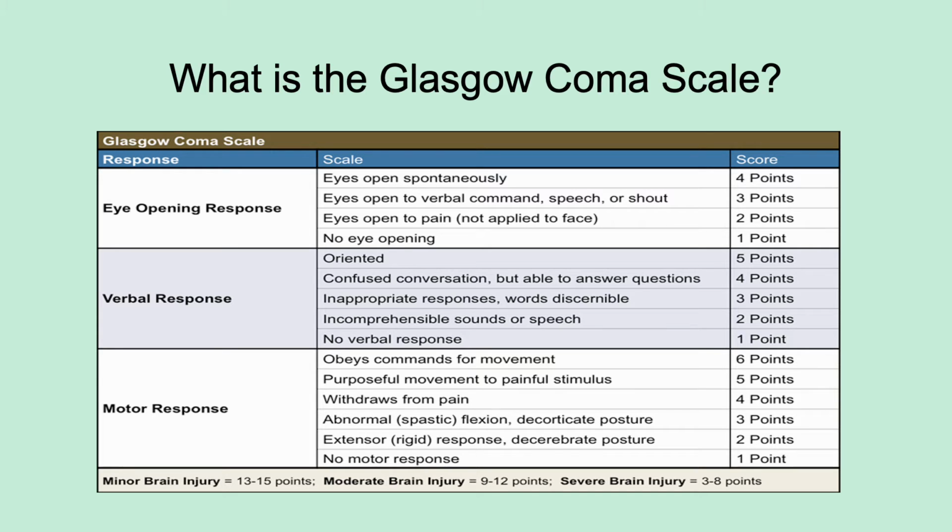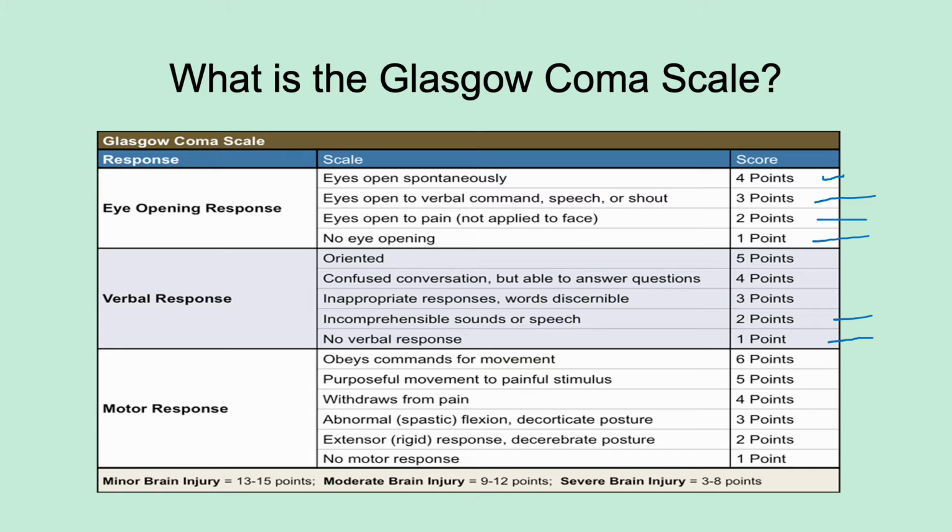So we have eye opening response: eyes opening spontaneously, eyes open to verbal commands, speech or shout, eyes open to pain, and no eye opening at all. You can see that the higher the points, the better the patient is doing. The lower the points, the more serious the coma is. So verbal response: oriented is 5, confused conversation but able to answer questions is 4, inappropriate responses, words discernible is 3, incomprehensible sounds or speech, and then no verbal response at all.